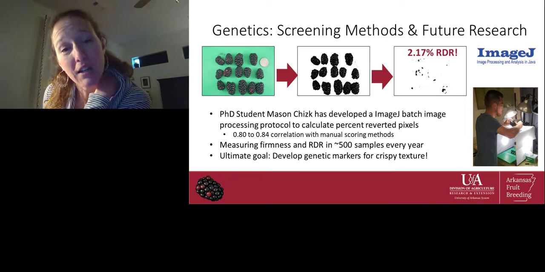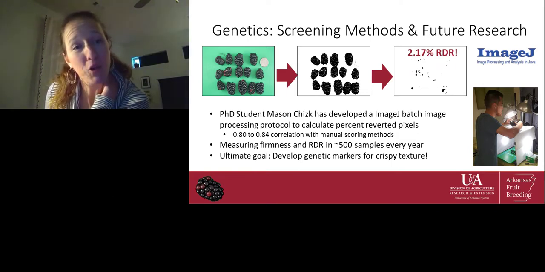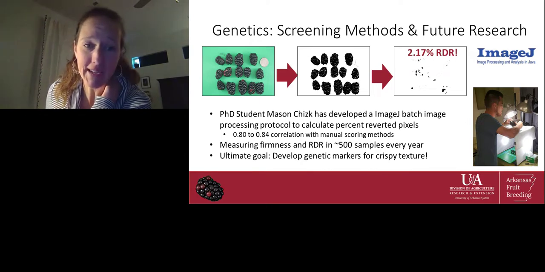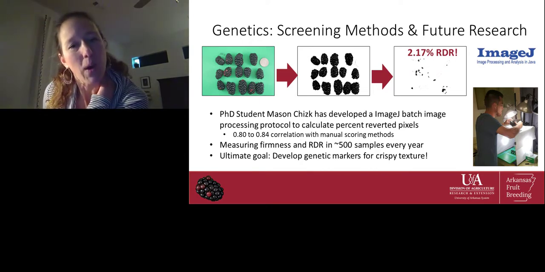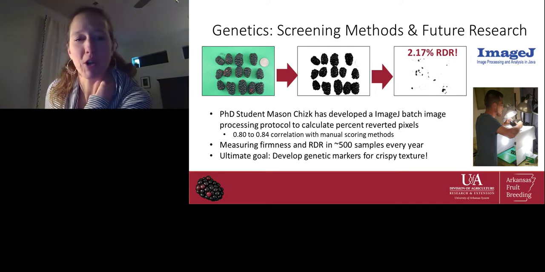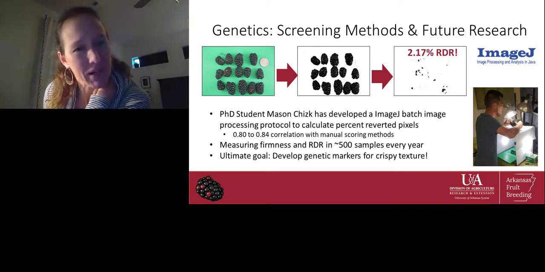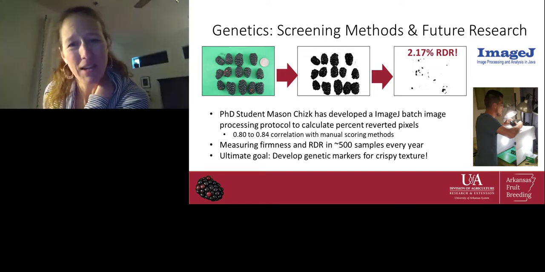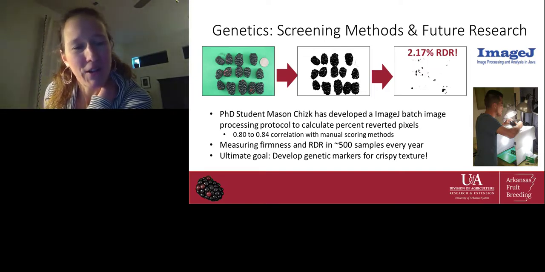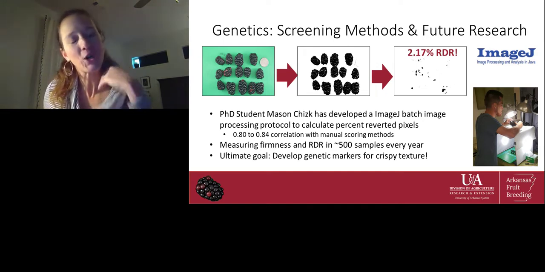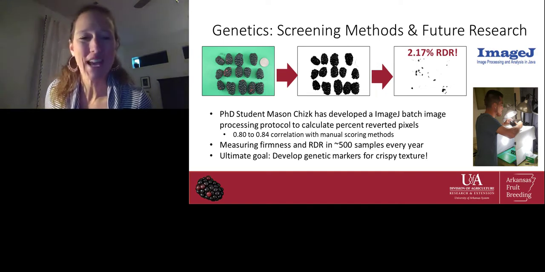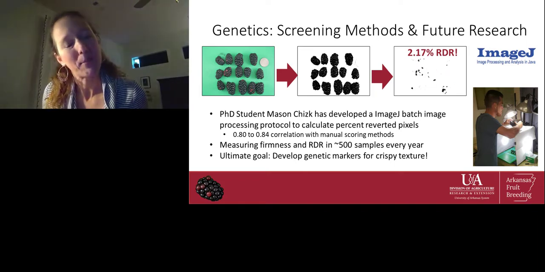So I want to talk a little bit about a couple other things our group is doing. I have a PhD student, Mason Sizik, who's doing a real nice job trying to develop ways for us to screen for red drupelet reversion on a lot of different blackberry genotypes. He developed an image-based analysis protocol. He basically puts the blackberries on a green screen, like the blackberries are a weather girl. And we are able to take those pictures and separate out the blackberry pixels and then the red drupelet pixels by setting different color thresholds.